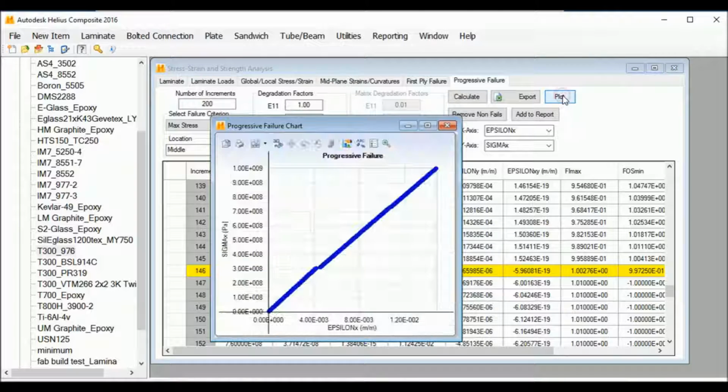On a plot of stress against strain, there's our initial first ply failure point. You can just about see that point there, which corresponds to ultimate failure. Unfortunately, the graph doesn't know when to stop, and it continues plotting in this region here, which isn't terribly helpful. There is actually our ultimate laminate failure.